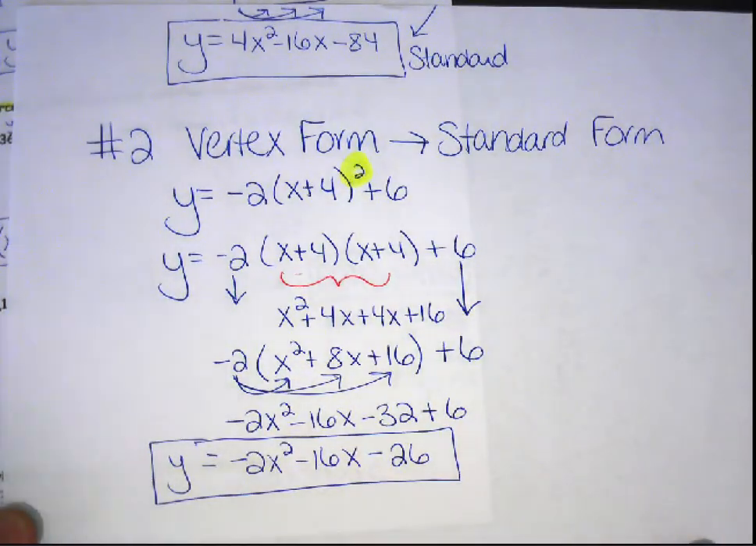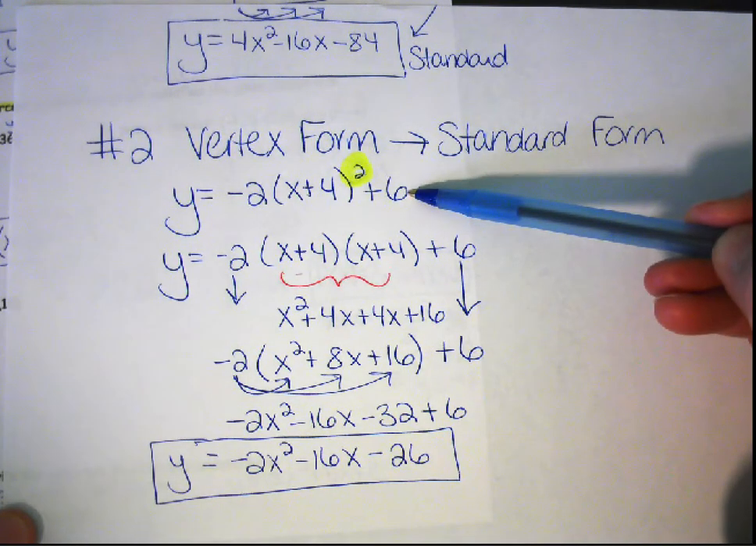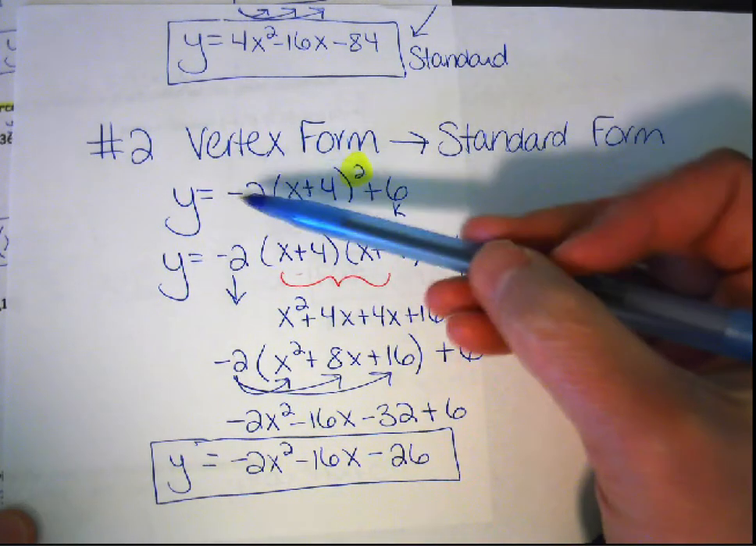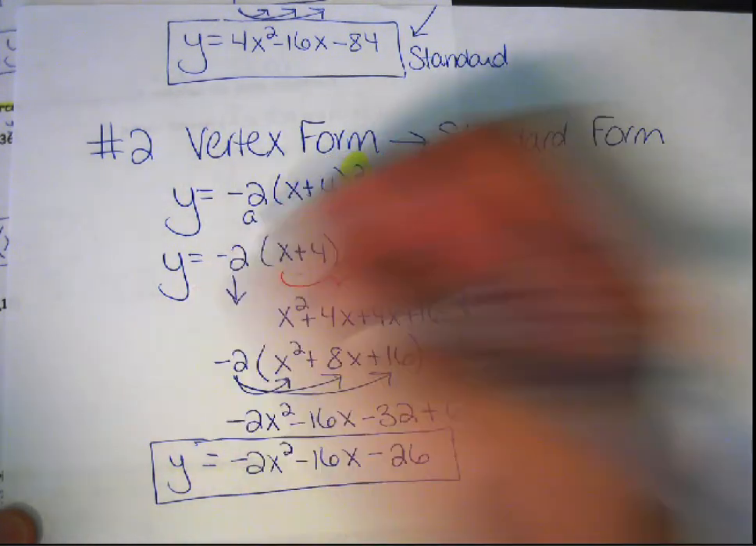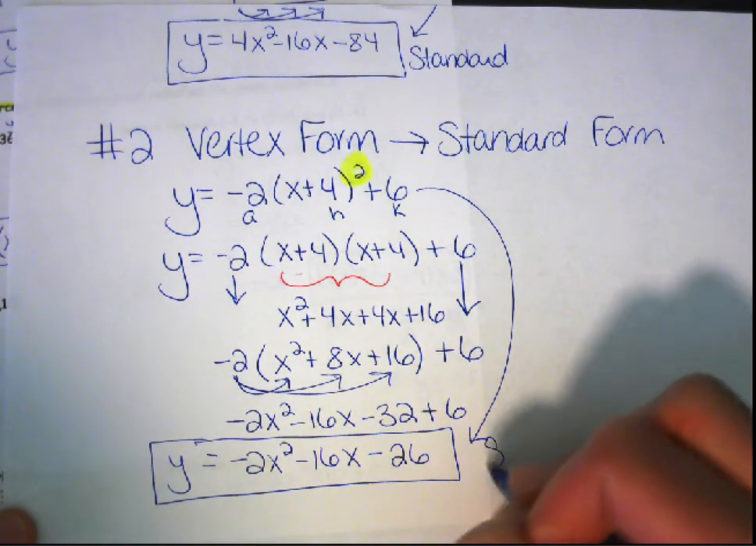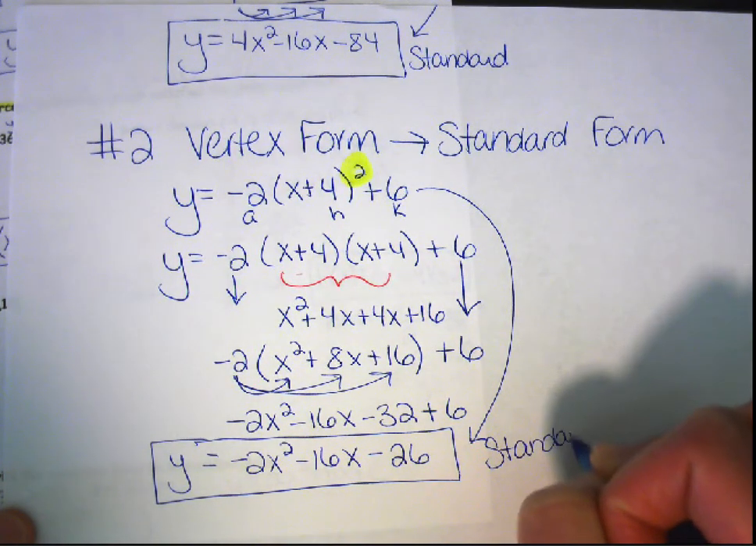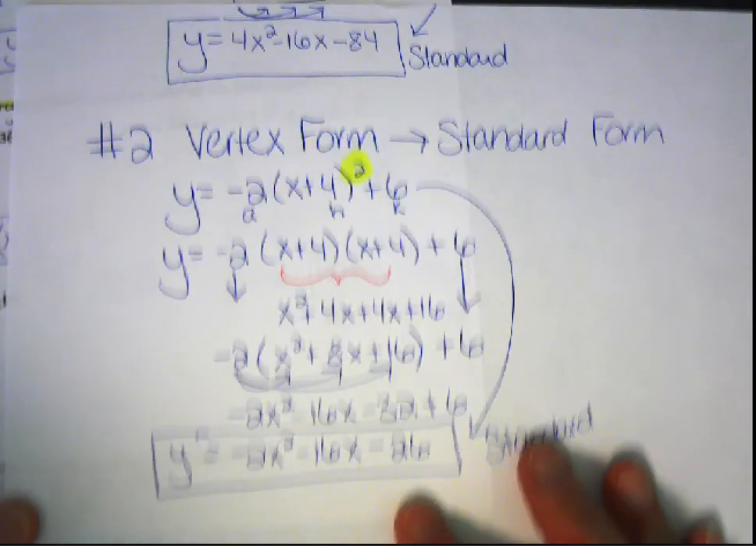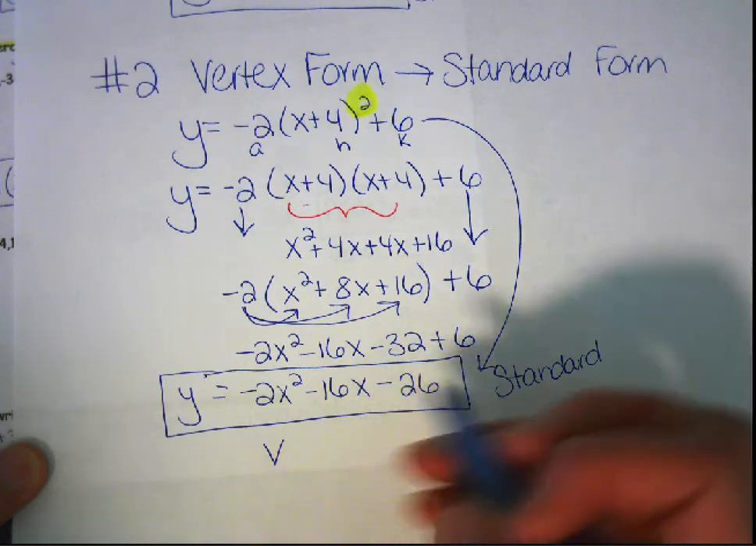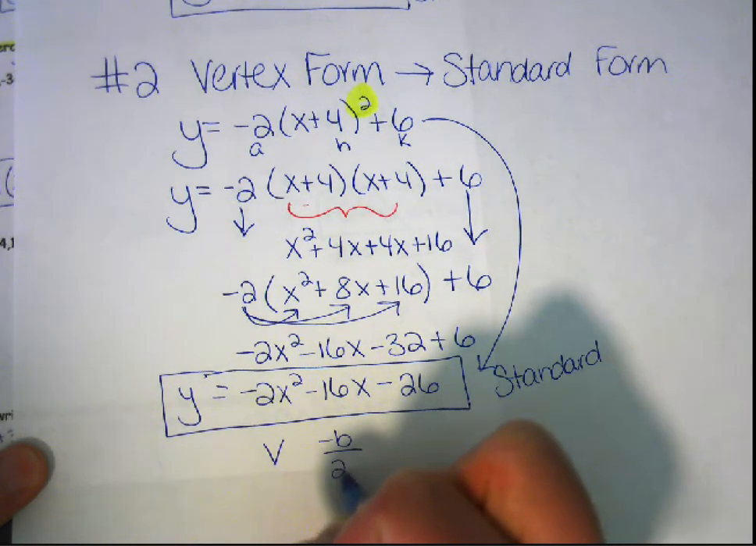So now I just went from vertex. Notice here's my H and my K. And then notice my A value. I went from vertex and I changed it into standard. Now, one last thing, if you want to really know if you're doing this right, is check the vertex. Check your vertex. Remember, it's opposite B over 2A.